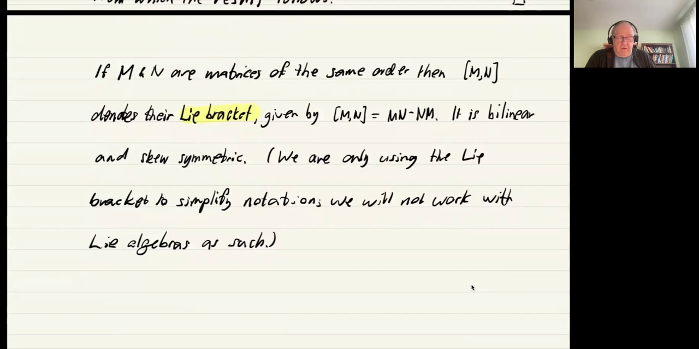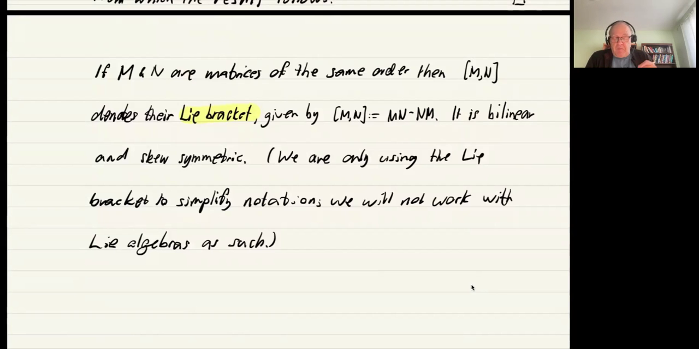But I've got two matrices of the same order. Then the bracket of M comma N is defined to be this. So this is bilinear, so it's linear in M and linear in N. And it's skew-symmetric: if you swap M and N, the sign changes. It's not associative, but as I said, it's linear in each coordinate.